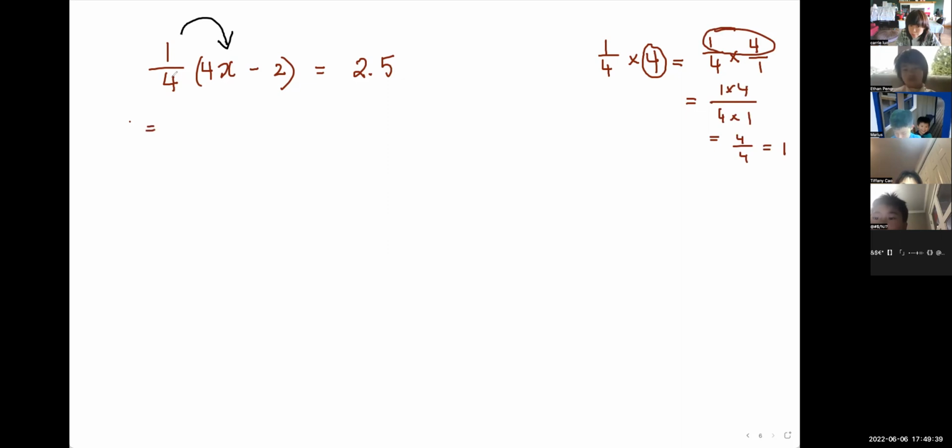So can you tell me 1 over 4 times 4x equals how many x? Four x. Maris, 1 over 4 times 4 equals 1. So add an x. So 1 over 4 times 4x equals how many x? 1x. Yeah.